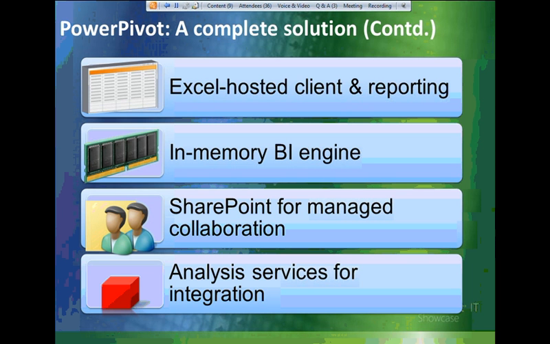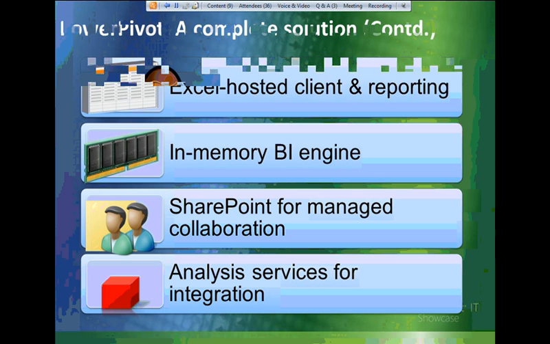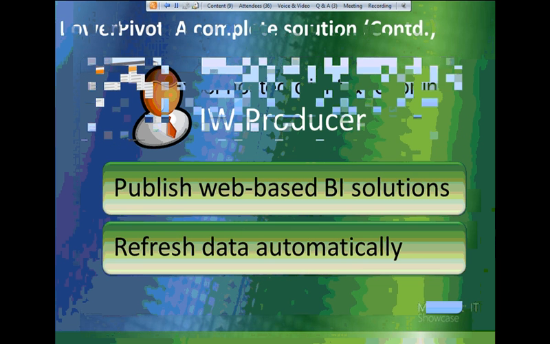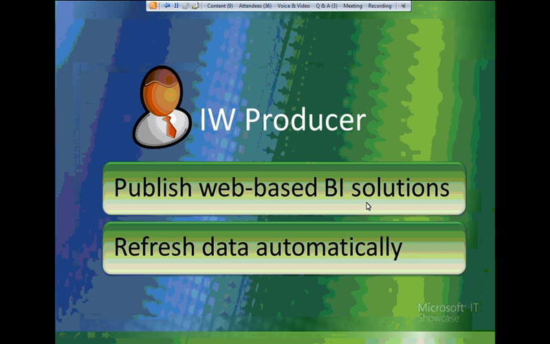And then there's SharePoint for managed collaboration, and then Analysis Services for integration. So the file that gets created at the end is more or less an Analysis Services cube file. So this could be used as a data source for Reporting Services reports or even for PerformancePoint reports. So that's the key here. So again, information worker producers, they publish web-based BI solutions, and they can also refresh data automatically. They can publish the reports. Once they publish the Excel file, they can specify the refresh frequency against data sources.